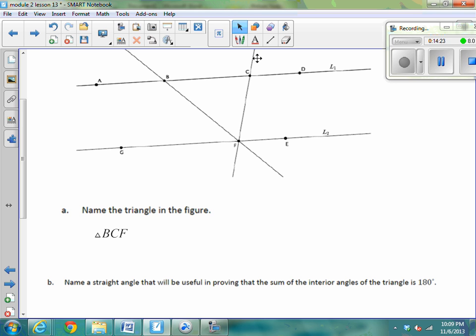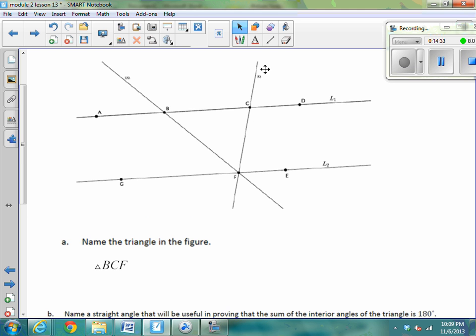Notice there's a transversal here, so you may find corresponding or alternate interior angles looking at this transversal. If you look at this transversal here, transversal N, you may find either alternate interior or corresponding angles. If you're using transversal N, you want to find something that matches this angle here, angle BCF.